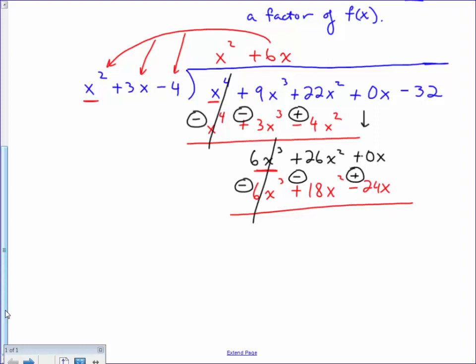Okay, the 6's would cancel, and then I have 26 minus 18, which would be 8x squared, and then I have 0x plus 24x, which would be just 24x. Bring down your last term. So you have 3 terms here. I'll come back, erase some of this.